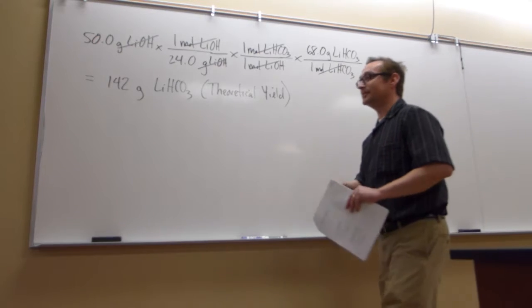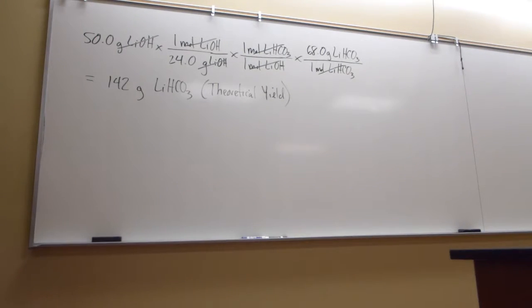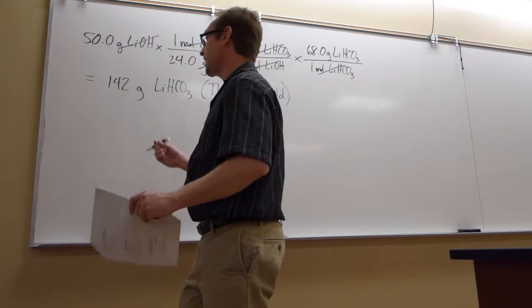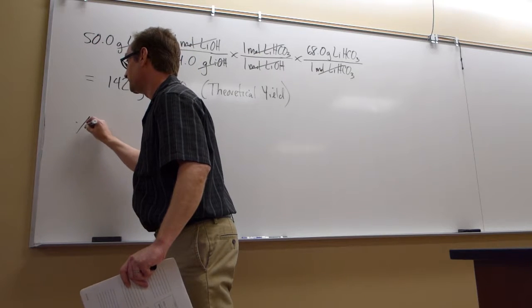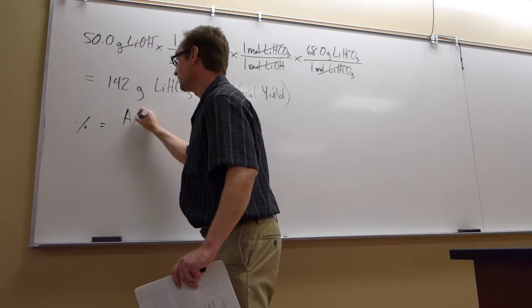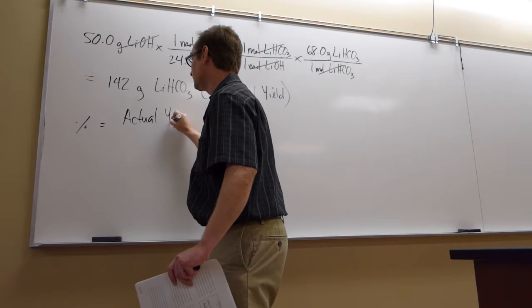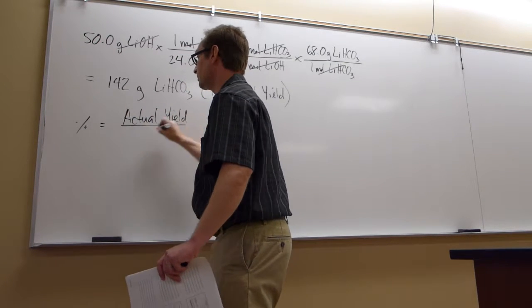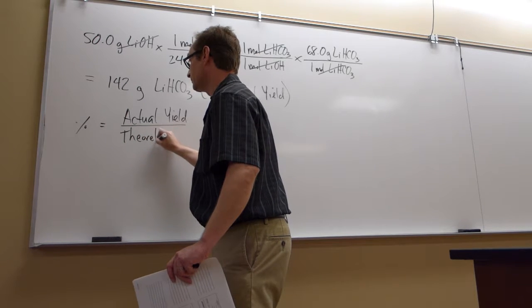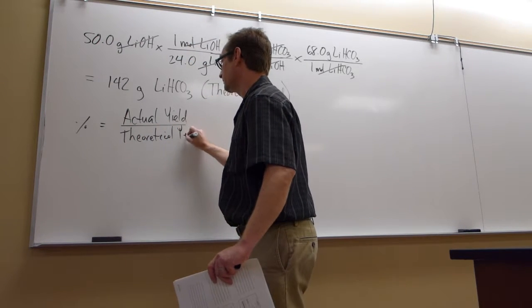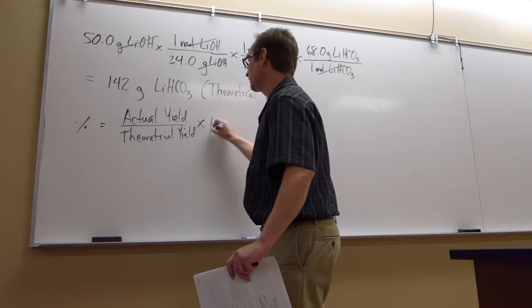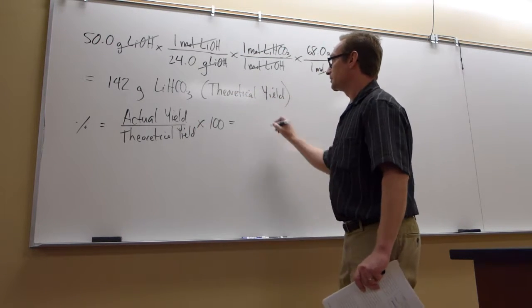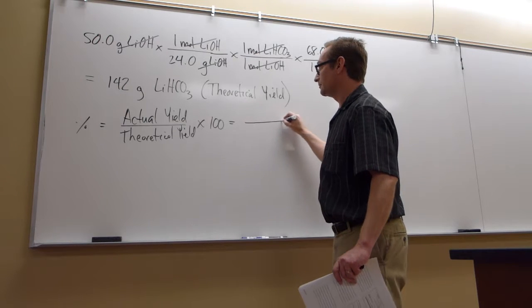Okay, so we have our theoretical yield. It's asking us what is the percent yield. So what do we do from here? Right, actual over theoretical. So percent yield is equal to actual over theoretical yield times 100.